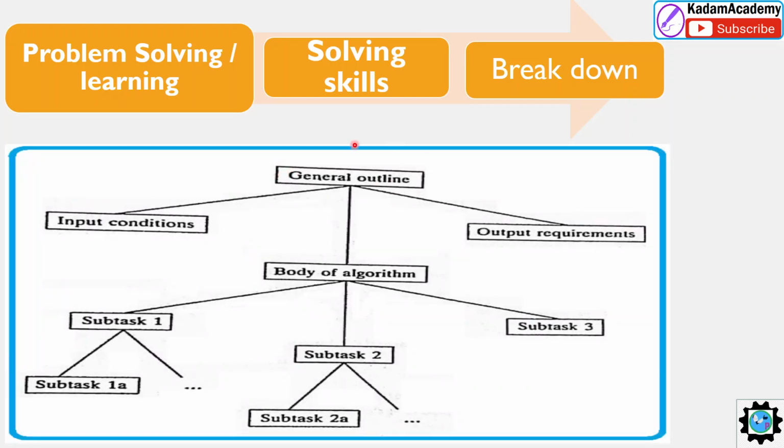You can see this major problem has the input and output requirements, input condition, output requirements, which we have already found out. But after that, the body of this total is related to the algorithm. But this is your problem. You have to distribute it into sub problems, sub task 1, 2, 3. Again, the sub tasks we have to distribute again and again here. So how to solve this one?